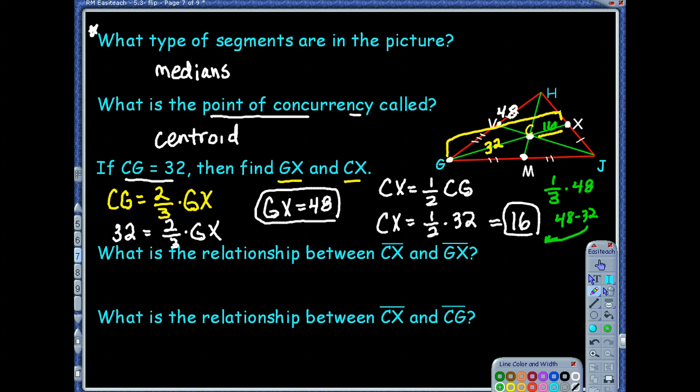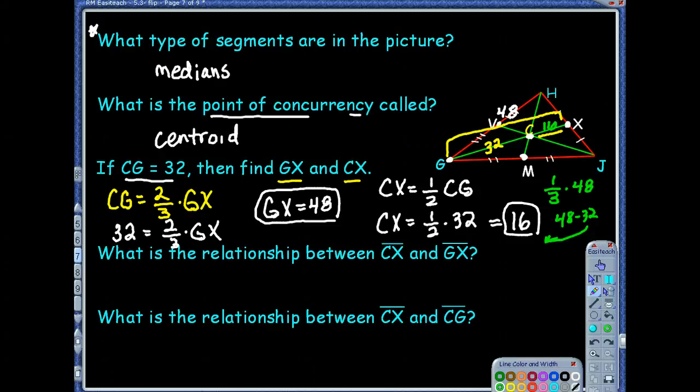Could you have found CX before you found GX? Well, yeah, sure. If you know this whole thing is 32, you could have taken half of 32 and gotten 16, and then added these to get the 48. There's a variety of ways. That's why knowing the different relationships, the three that we showed you, is helpful, but it's not necessary.